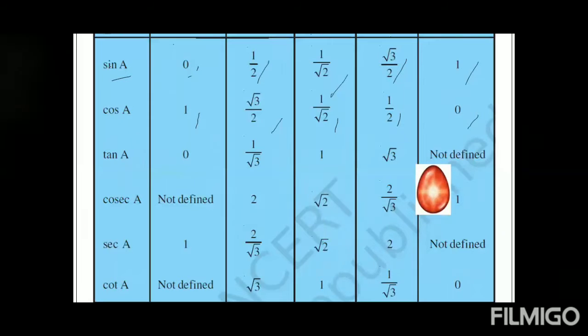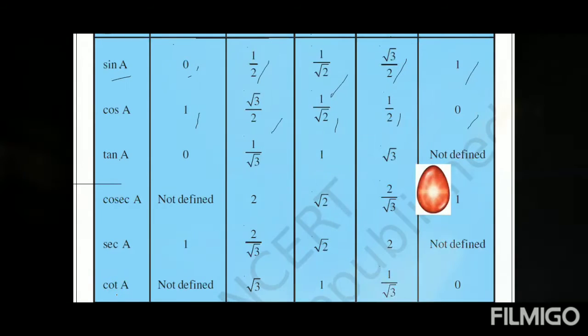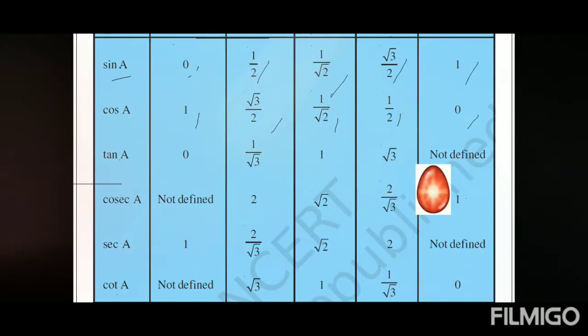Similarly, you need to substitute sin A and cos A to find tan A, cosecant A, secant A, and cot A. Okay, so now moving on to the next slide.